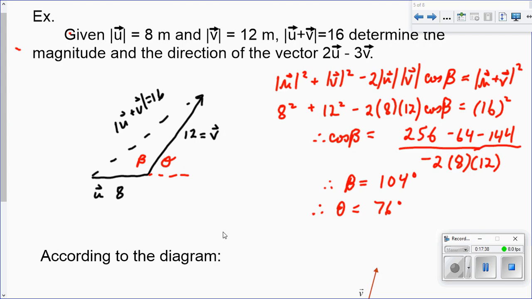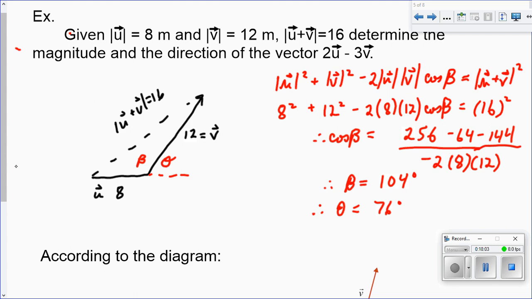I really did this quick and left lots of steps out, but here's the diagram, and I used the cosine law to find angle B here, and I've cut out some steps. That's basically the setup of the cosine law. I did some rearranging, did some calculation, and got B to be 104. Then I used that to get theta, which is 76 degrees. That's just a straight line property, 180 minus 104, 76 degrees.